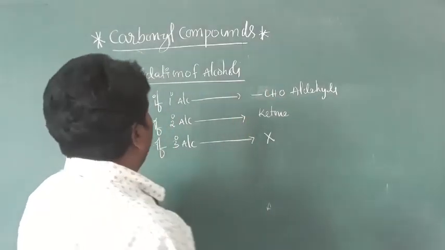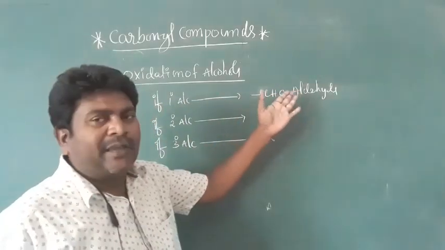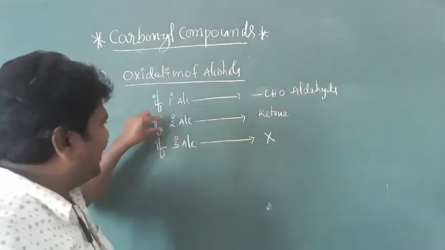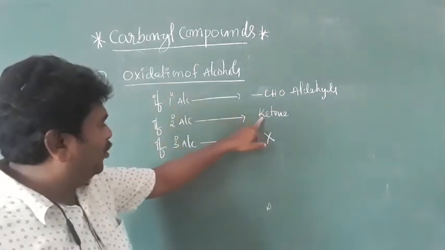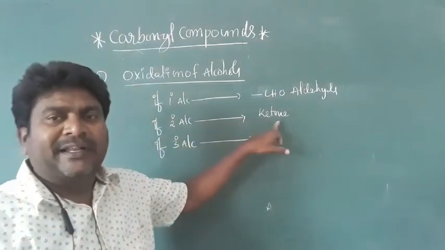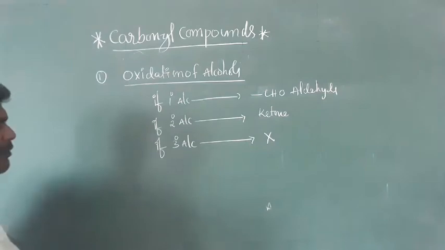So if you take a primary alcohol, it gets oxidized and you will get an aldehyde. If you take a secondary alcohol, you will get a ketone. If you take a tertiary alcohol, there is no product. This is very important. Now I will discuss primary alcohol.